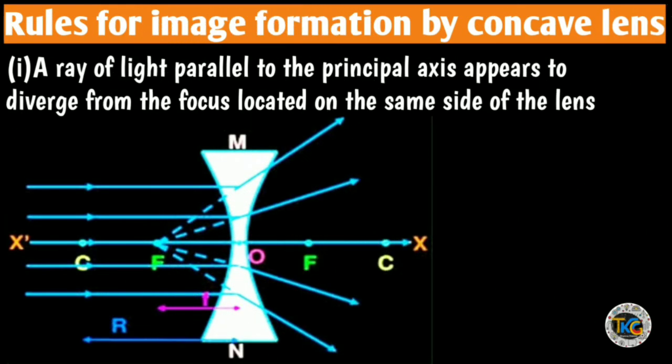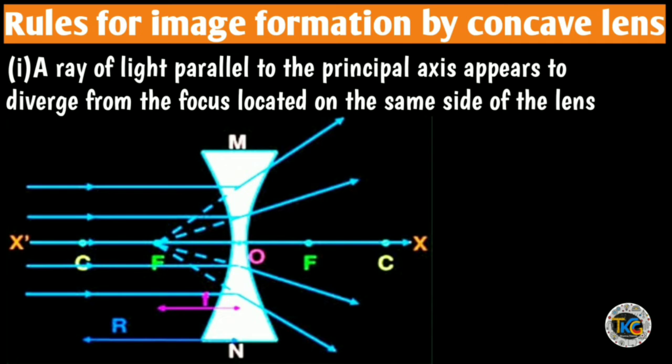Now we have to study the rules for image formation by a concave lens. Rule number 1: a ray of light which is parallel to the principal axis. All of you know that for a concave lens the rays diverge. Just see the figure here, the rays are diverging, but if we draw the diverging rays backward, they will meet at a point. This point is called the focal point, that is F2, or second focus point, or principal focus point.